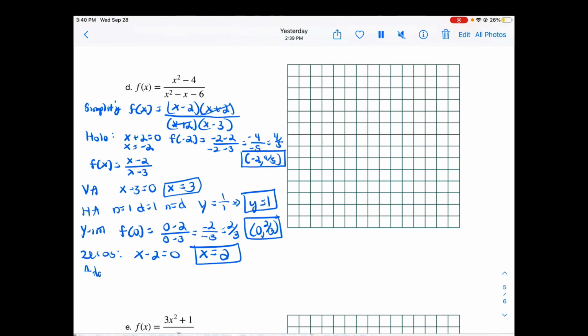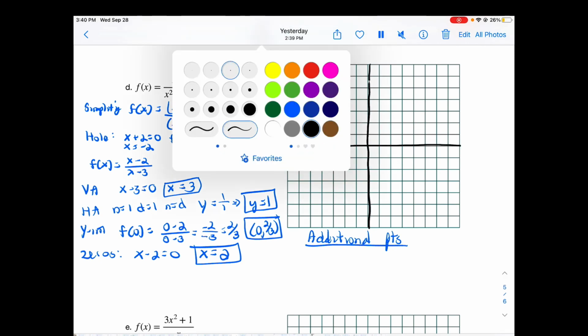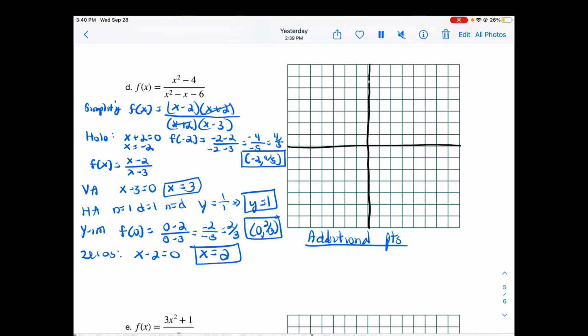Okay, next step is to find additional points. Before I can find these additional points, I need to graph the data I have so far to figure out what values I need beyond and between every vertical asymptote and x-intercept. So start by graphing our hole and our asymptotes. Our hole in the graph is at -2, 4/5, so I draw an open circle for holes in the graph. I have a vertical asymptote at x equals 3, so a dashed line there. Horizontal asymptote at y equals 1, so a dashed line there.